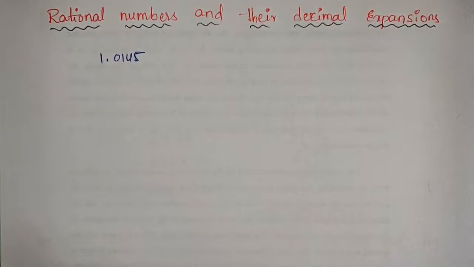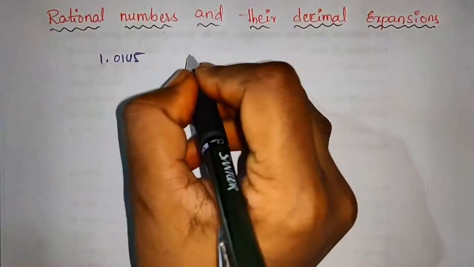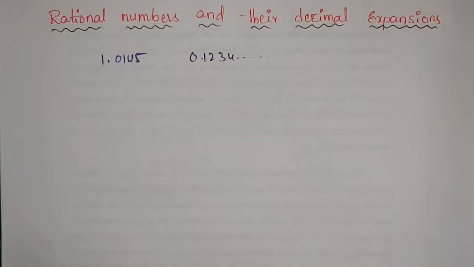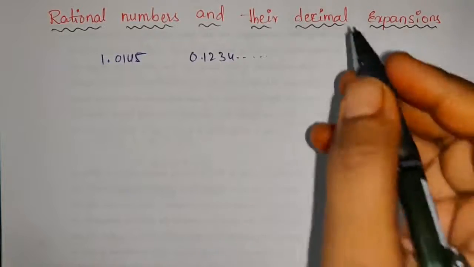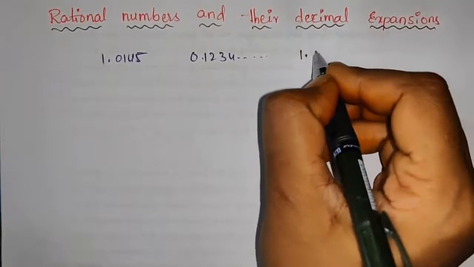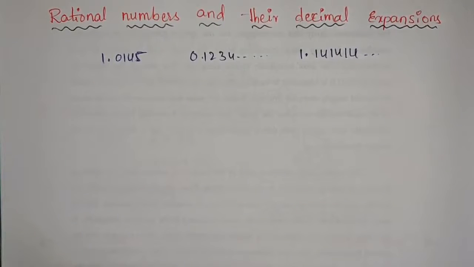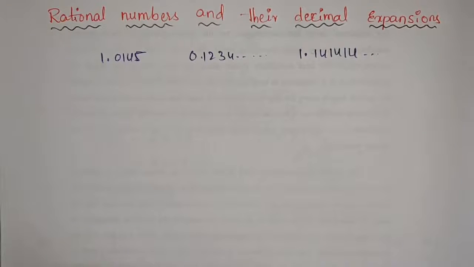But another type of decimal forms are there. Those are non-terminating and also the repeating decimal form. Non-terminating in the sense 0.1, 2, 3, 4 and so on. Whereas we have another type, that is repeating decimal form. Repeating decimal form means 1.141414 like this. Here 14 is repeating always. These are the three types of decimal forms of rational numbers.